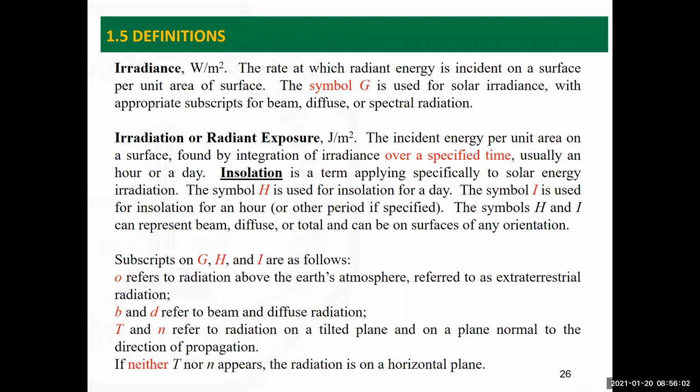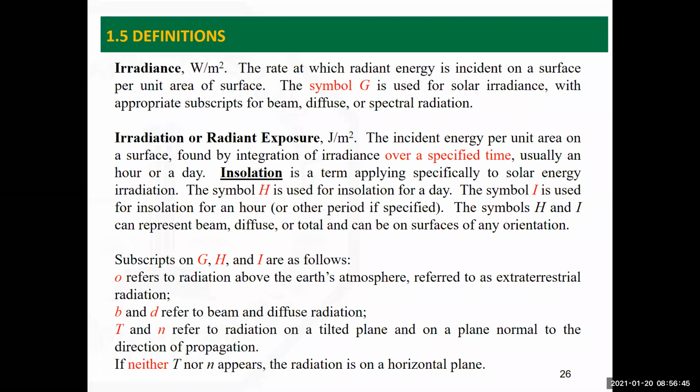Then the irradiation or radiant exposure. Look at the difference between the units, between the irradiance and the irradiation. The irradiance is watt per meter square, so we're talking about a rate of energy per unit time. But the irradiation or the radiant exposure, we are talking about joule per meter square, so we're talking about a total amount of energy, not a rate, which is some sort of an integration of the irradiance over time. So this is the incident energy per unit area on a surface by integrating the irradiance over a specific period of time, usually 1 hour or a day.